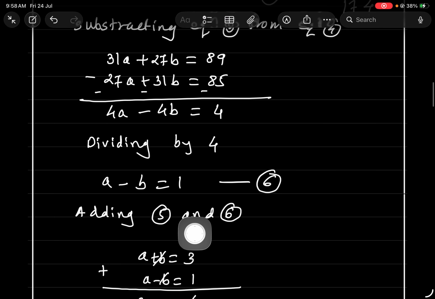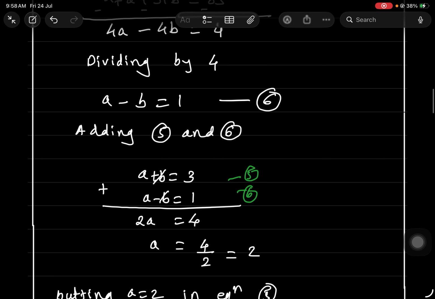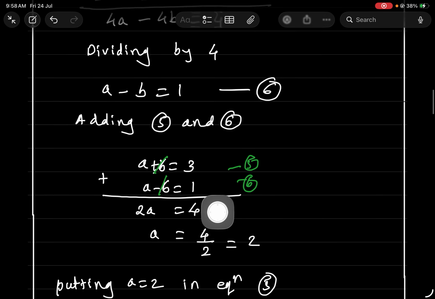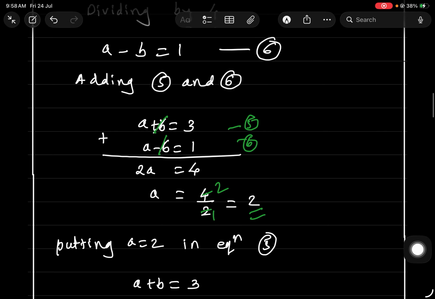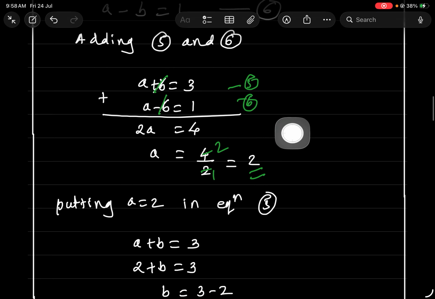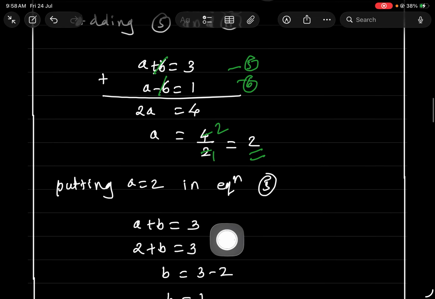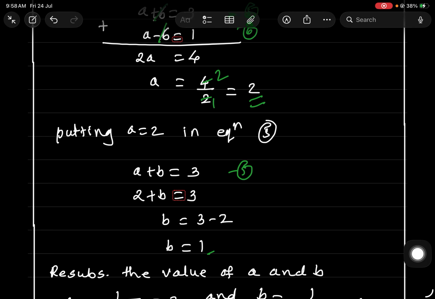Then again add equations 5 and 6. So b and minus b are there, so it is eliminated. So 2a equal to 4, a equal to 4 upon 2, so you will get the answer a equal to 2. Now put a equal to 2 in equation 5, a plus b equal to 3. So 2 plus b equal to 3, b equal to 3 minus 2, so it is 1.